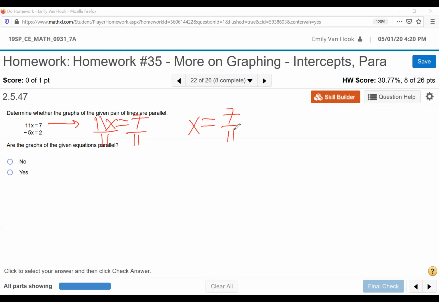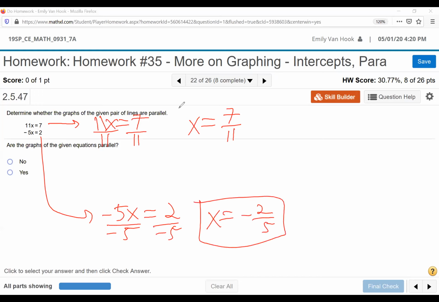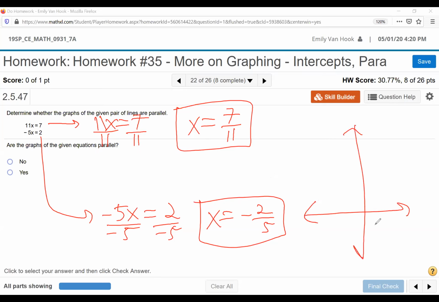Okay, great. How about this other one? Negative 5x equals 2. Divide by negative 5. X equals negative 2 over 5. Okay. Here's the thing with this one. We've been trained to look at slopes, and if you're looking at these fractions as slopes, they're not the same, and they're also not opposite reciprocals. So it kind of feels like they're not parallel or perpendicular, but I'd like to remind you that the important thing here is both of these equations have x equals.